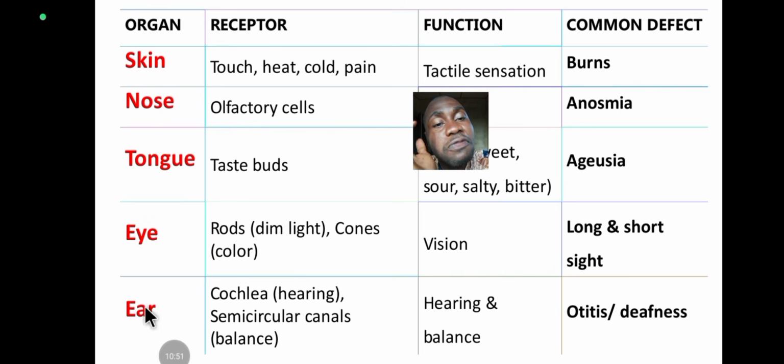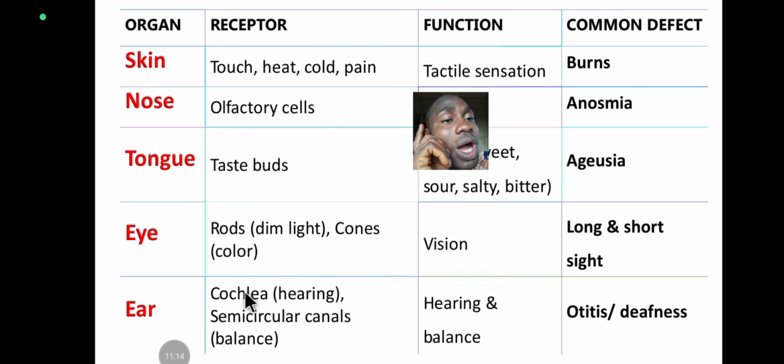All right. The final sensor that we have here is the ear, and the ear contains what? Sonic receptors, which help to detect sound through the basilar membrane found in the cochlea, for hearing. The ear is not just an organ for hearing.